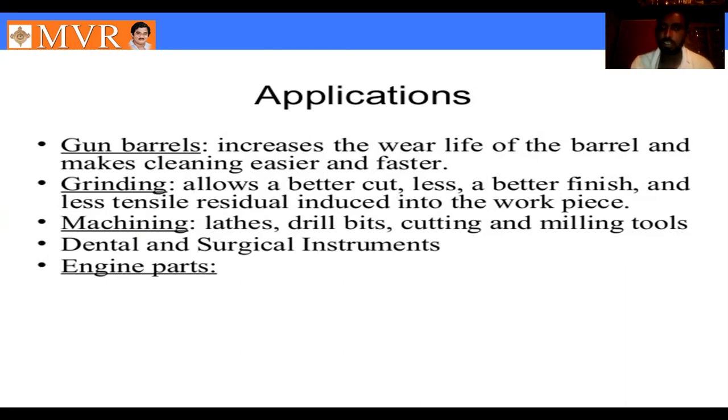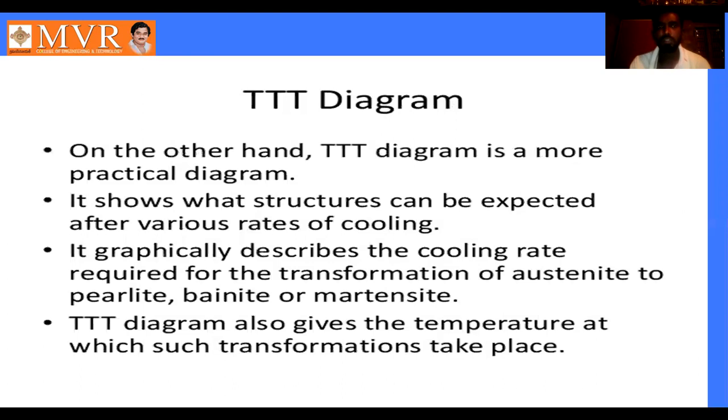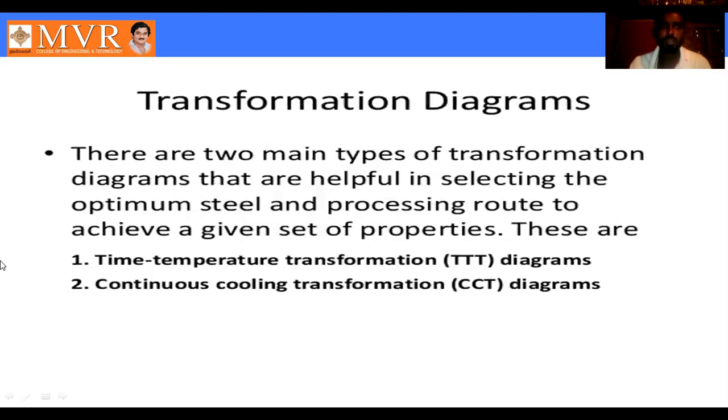So next one is the TTT diagram. It is the conclusion. So this is the TTT diagram. TTT means time, temperature, transformation. Generally we have two methods for time, temperature, and transformation diagrams. The first one is TTT, the second one is CCT. TTT is nothing but time, temperature, transformation, and CCT is nothing but continuous cooling transformation.